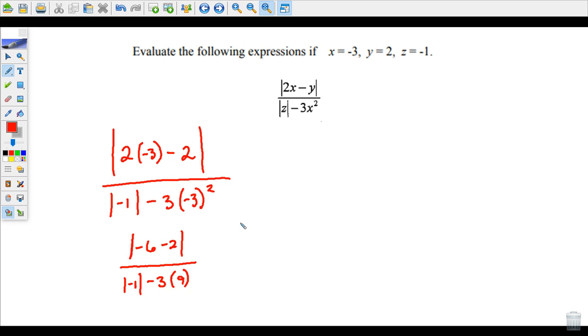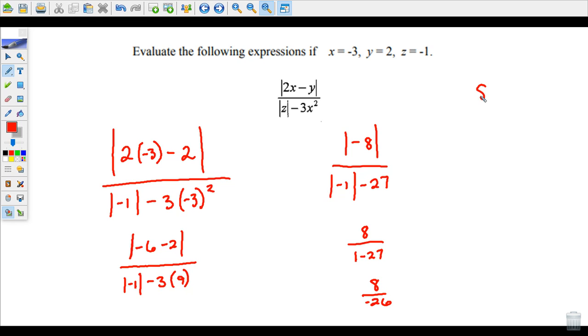I'm going to go up here now. So -6 minus 2, that's -8. Leave it in the absolute value symbols. Again, I'm going to just leave the -1 in the absolute value symbols. I'm going to do -3 times 9, which is -27. Now I'm going to actually evaluate the absolute value. So absolute value of -8 is 8. Absolute value of -1 is 1. 1 minus 27 would be -26.